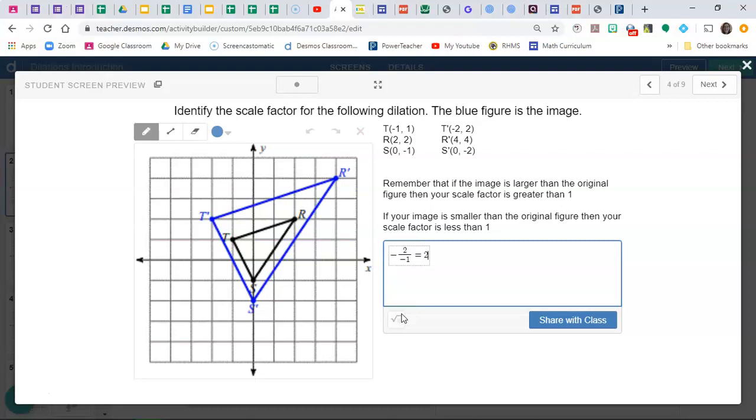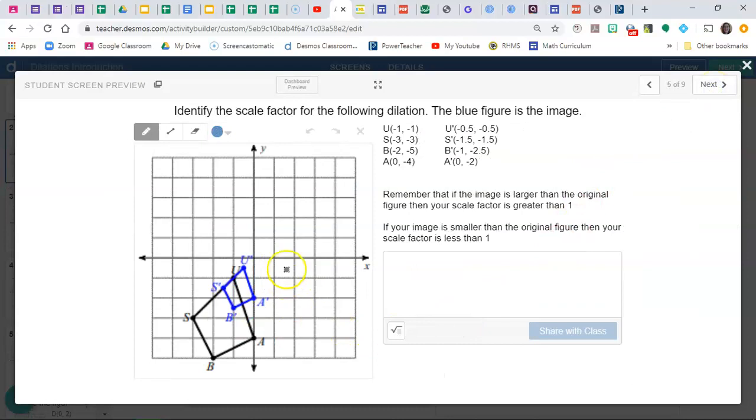If I take the point t and multiply it by 2, I get t prime. If I take r and multiply it by 2, I get r prime, and if I take s and multiply it by 2, I get s prime. So basically you're just asking, what do I multiply these points by to get to my image? Now, the reason I talked about the division is because of problems like this.